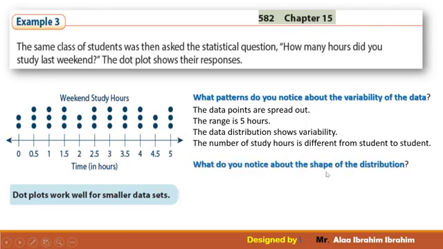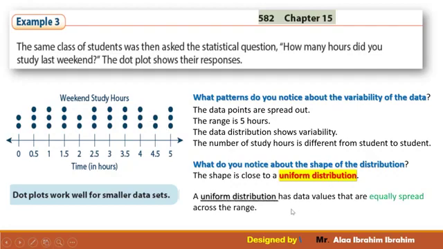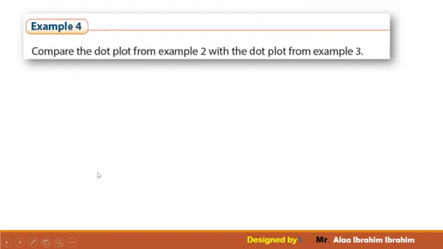What do you notice about the shape of the distribution? I told you the shape of the distribution is here equally. This equally has a new name. So this is the third name today: uniform distribution. Uniform distribution means we have equally, or look like equally, values or dots here. So the definition for uniform distribution is that it has data values that are equally spread across the range.